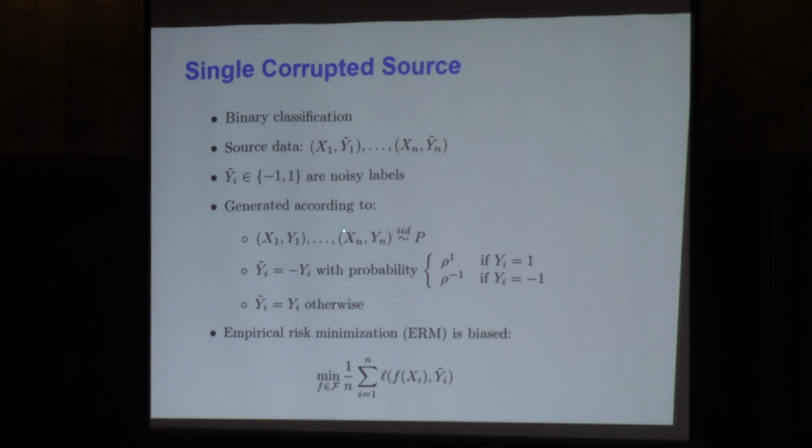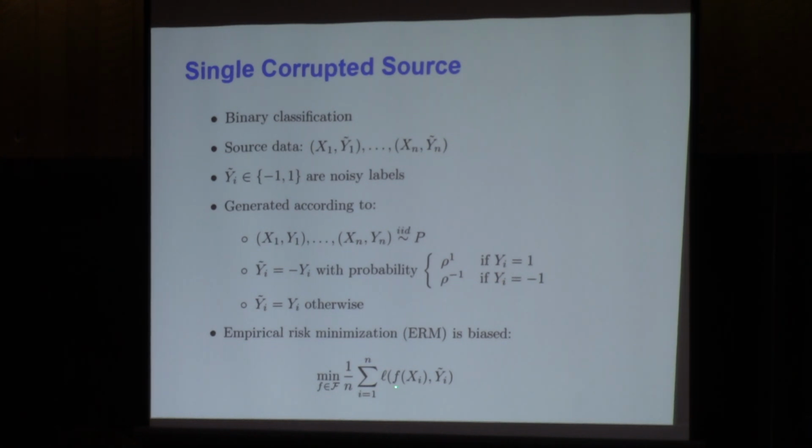All right, so this can be generated according to this model, where in the first step you have uncorrupted data drawn according to some joint distribution P, but you don't get to observe the Y's. Those are unobserved. And then with some probability, those labels get flipped to the other label. And it can depend on the class. So the observed corrupted label is the opposite of the true label with some probability, rho 1 or rho minus 1, depending on the true label.